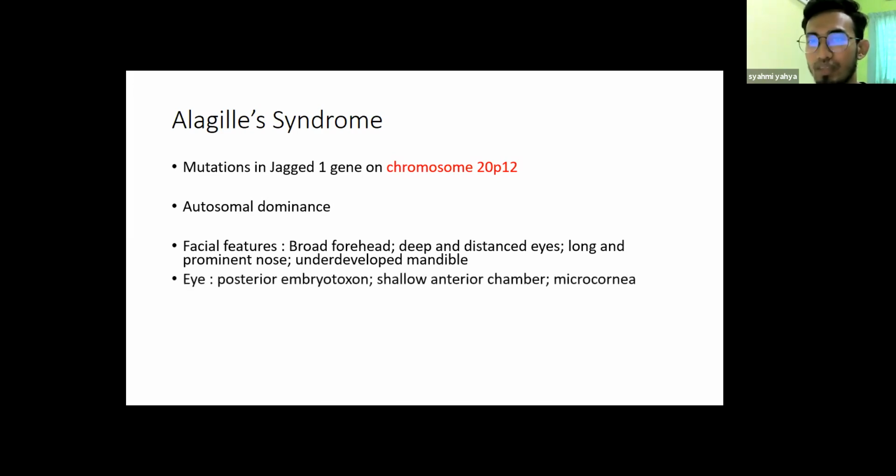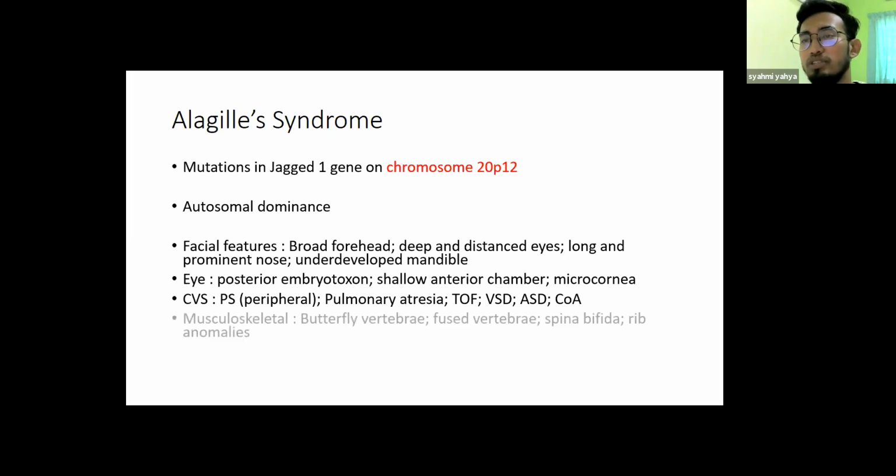In the eye there can be posterior embryotoxon. What is posterior embryotoxon is actually thickening of the cornea, but it doesn't really affect the sight. There can also be a shallow anterior chamber and microcornea. For CVS, the patient can have pulmonary stenosis, pulmonary atresia, tetralogy of Fallot, VSD, ASD, coarctation of aorta, and also maybe patent ductus arteriosus.